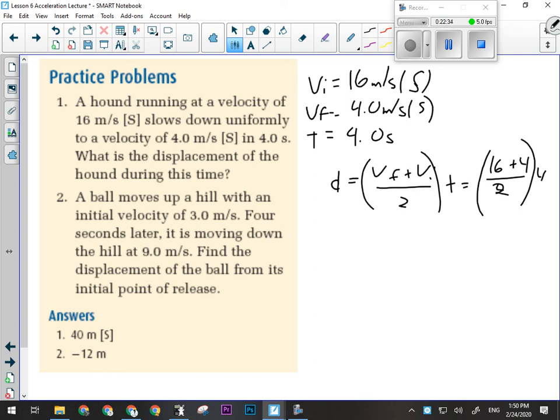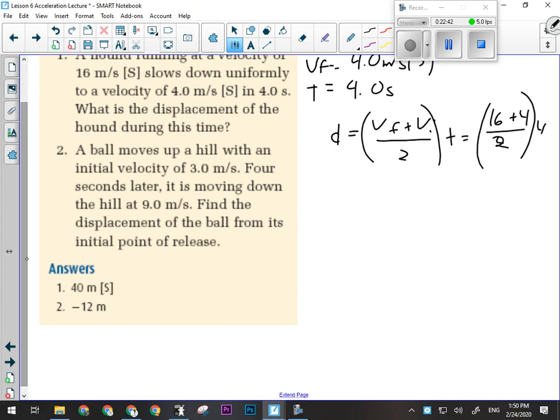The trick with number 2, guys, is you have to get the directions right. Initially, the ball is rolling up the hill with a velocity of 3 meters per second uphill. 4 seconds later, it's moving down the hill at 9 meters per second. So that's got to be negative compared to the other. I will post some questions like tomorrow's quiz. At the end of the day, it'll be vector addition. So be ready for that one.